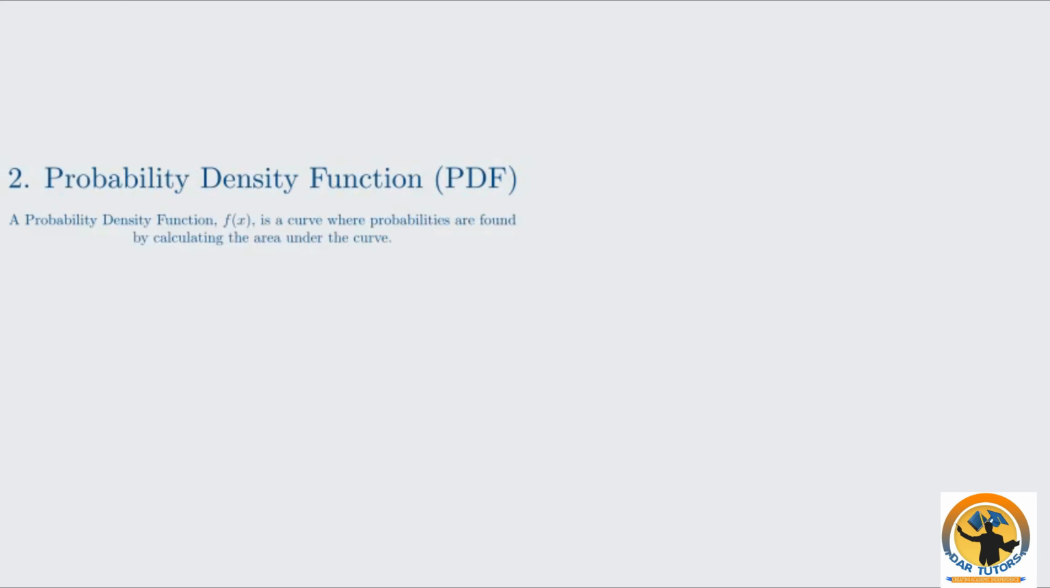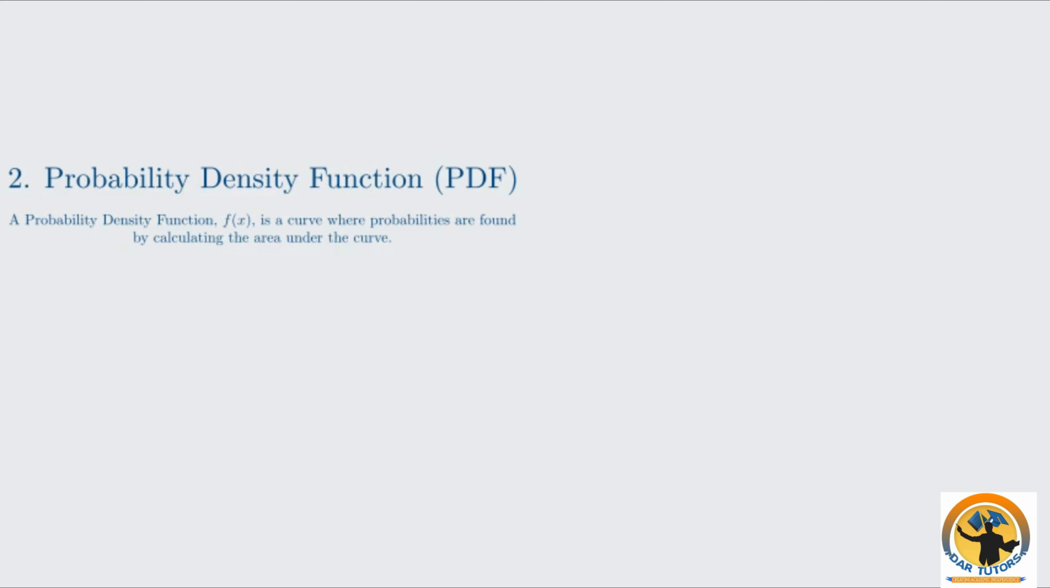So if we can't use a probability mass function to describe a continuous distribution, what do we use? We use a function called a probability density function, or PDF. A PDF, denoted f of x, is a curve. Unlike the bars of a histogram, the value of f of x at any given point is not a probability. Instead, probabilities are represented by the area under the curve over a specific interval. For example, the probability that a continuous variable x falls between two values, c and d, is equal to the area under the PDF curve between x equals c and x equals d.